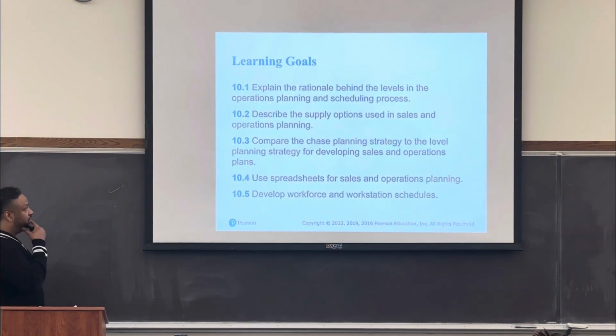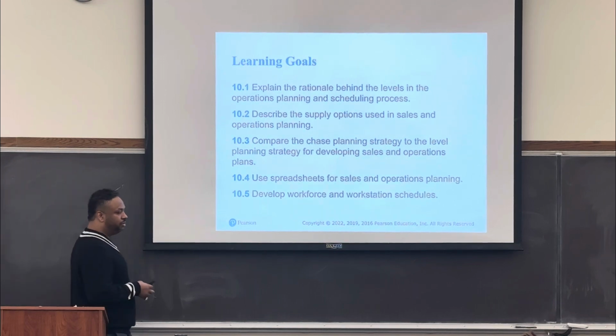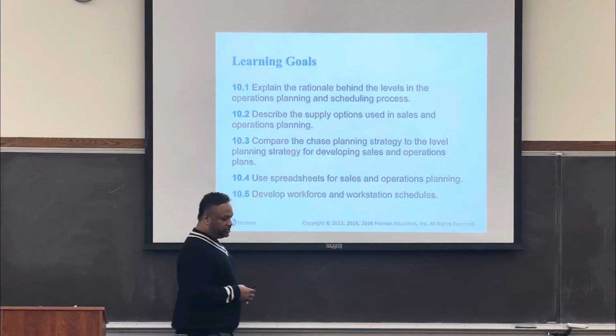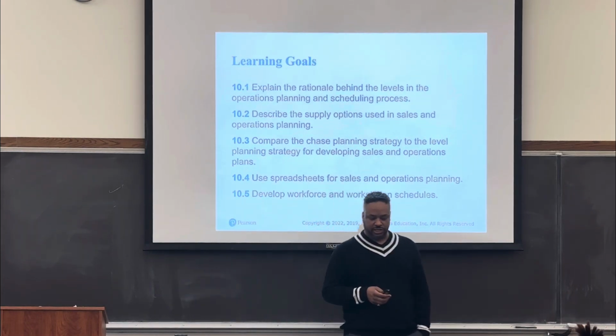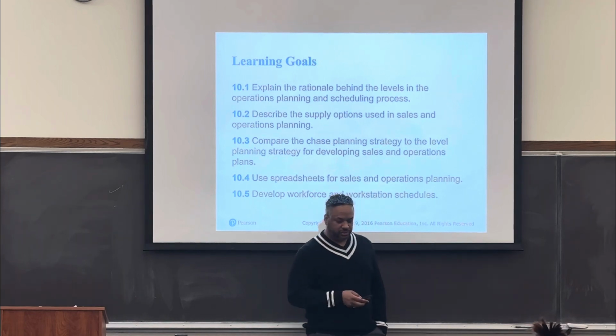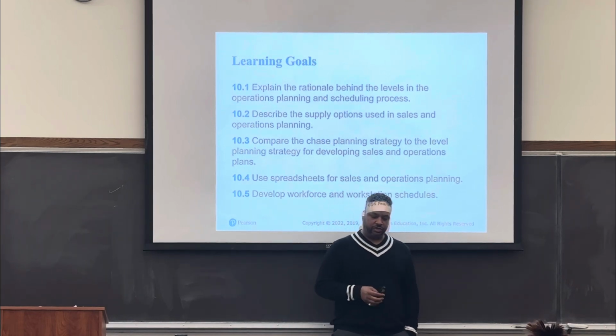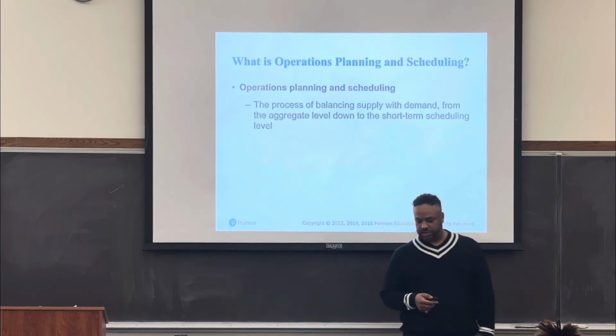All right, a few things we're going to learn in this chapter. Rationale between the levels in operations planning and scheduling process. We'll describe the supply options used in sales and operations planning, compare the chase planning strategy to the level planning strategy. Using spreadsheets for sales and operations planning, develop workforce and workstation schedule.